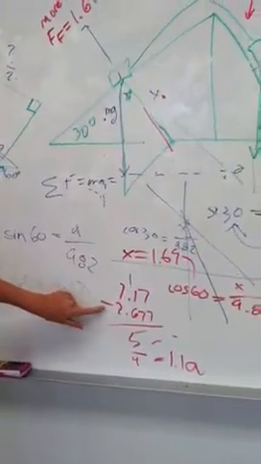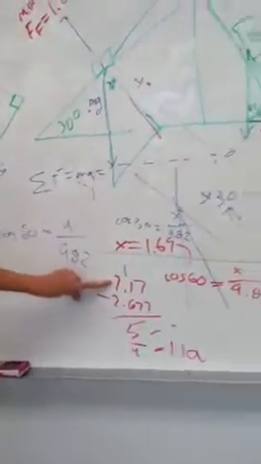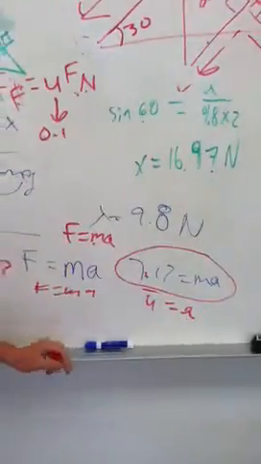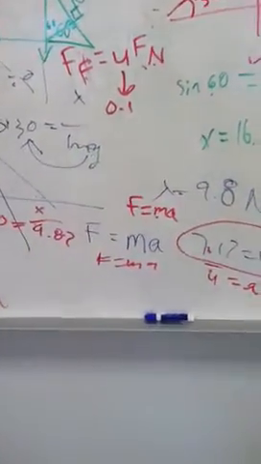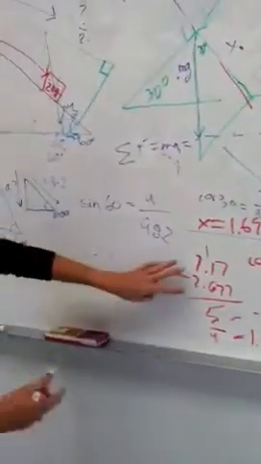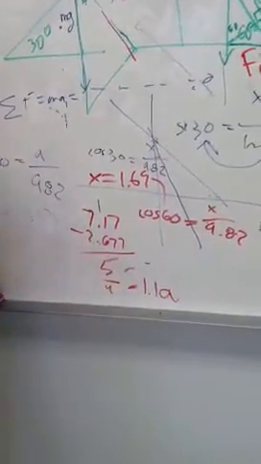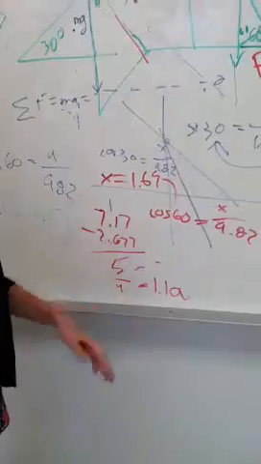Now we take these forces of friction and add them together to get the total force of friction, which equals 2.677. We subtract that from 7.17, which came from right here. It's the force in the downwards direction without friction. With friction, we subtract: 7.17 minus 2.67 gives us 4.9.